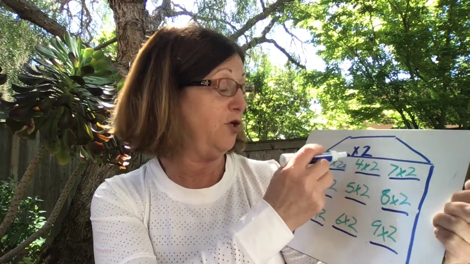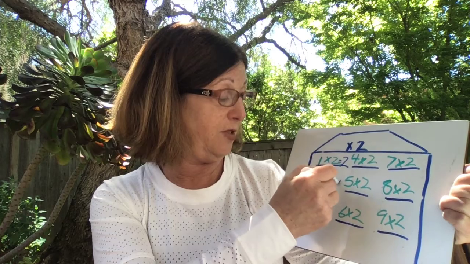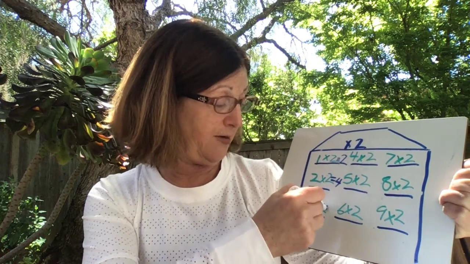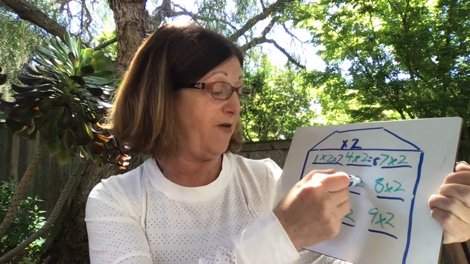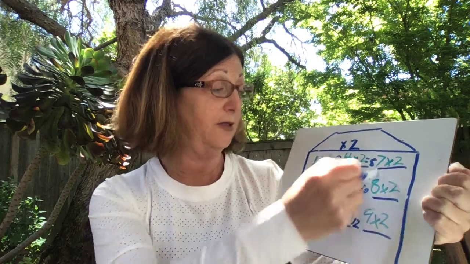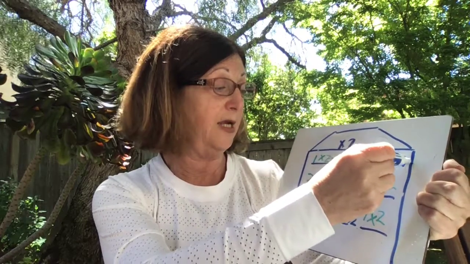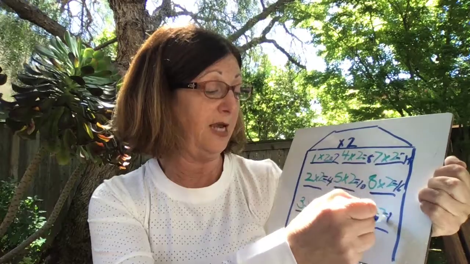So 1 times 2, and you might want to say it with me, 1 times 2 is 2, 2 times 2 is 4, 3 times 2 is 6, 4 times 2 is 8, 5 times 2 is 10, 6 times 2 is 12, 7 times 2 is 14, 8 times 2 is 16, and 9 times 2 is 18.